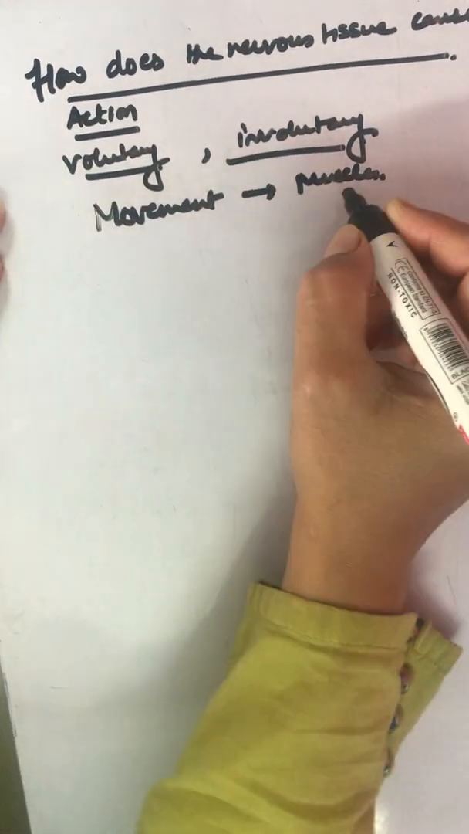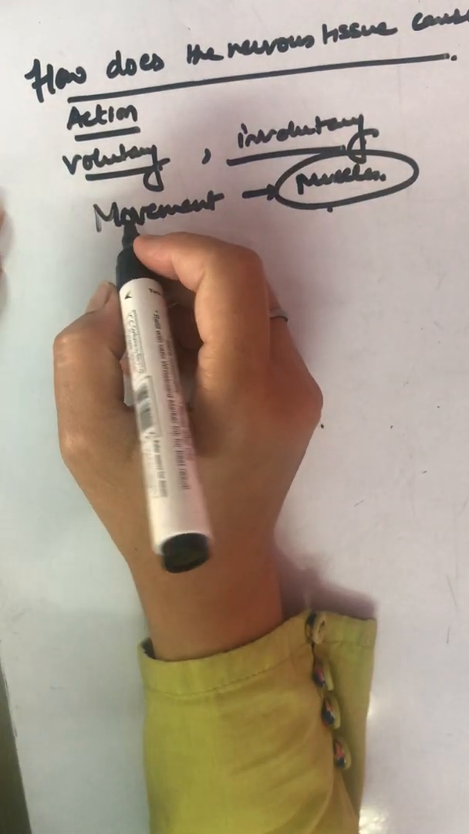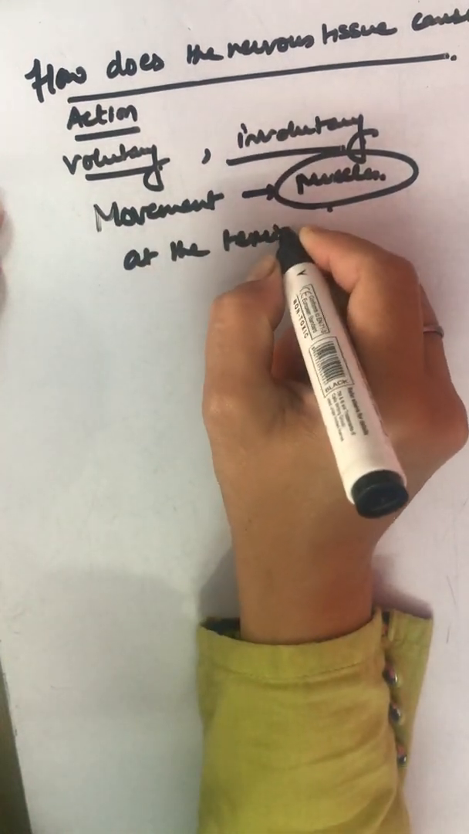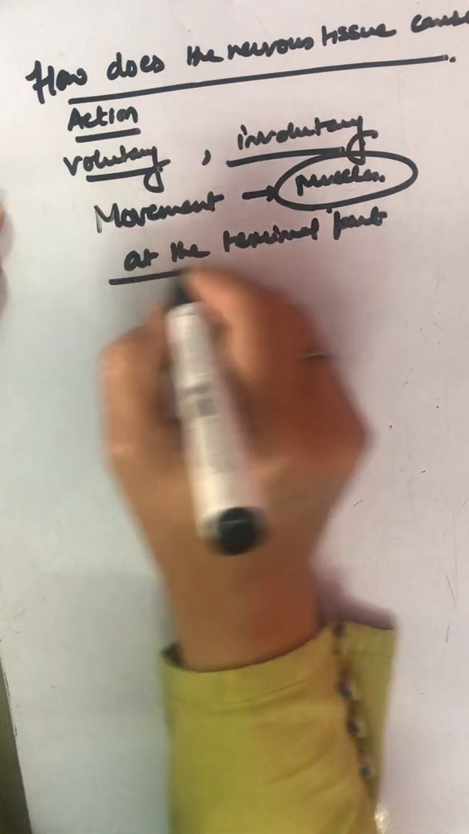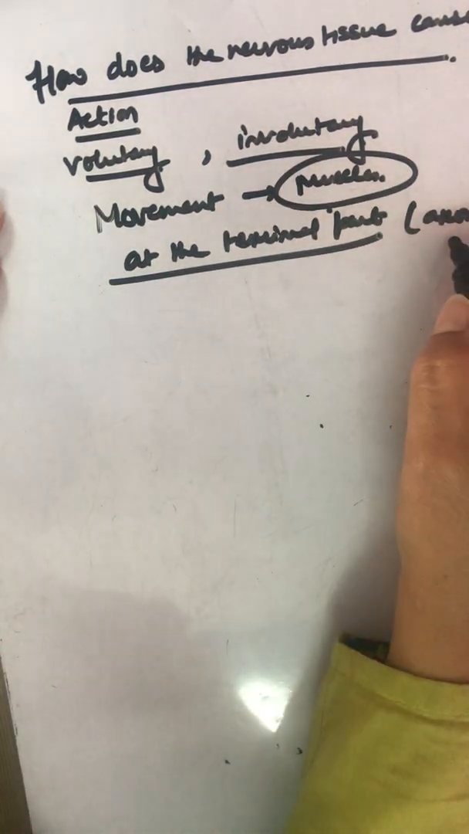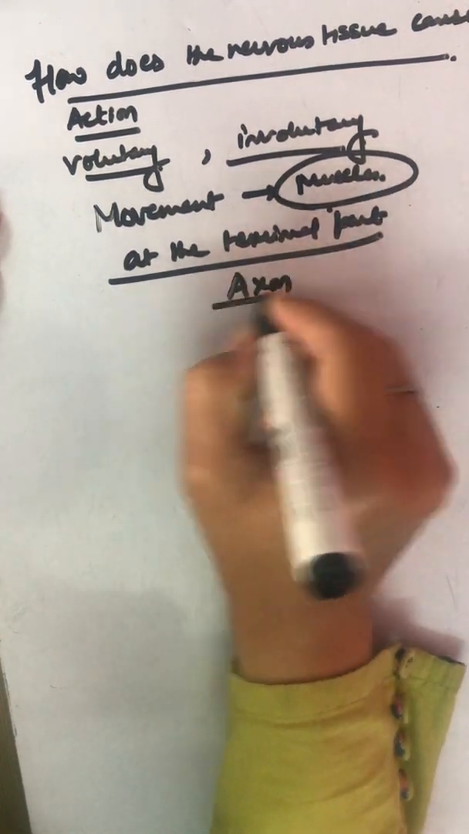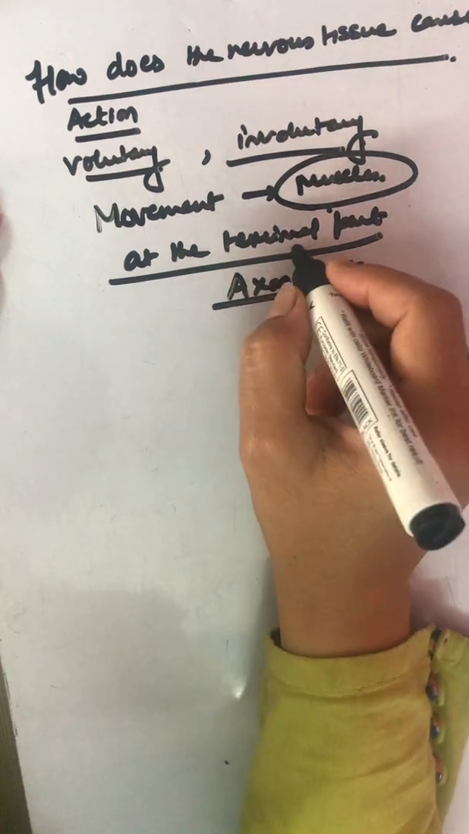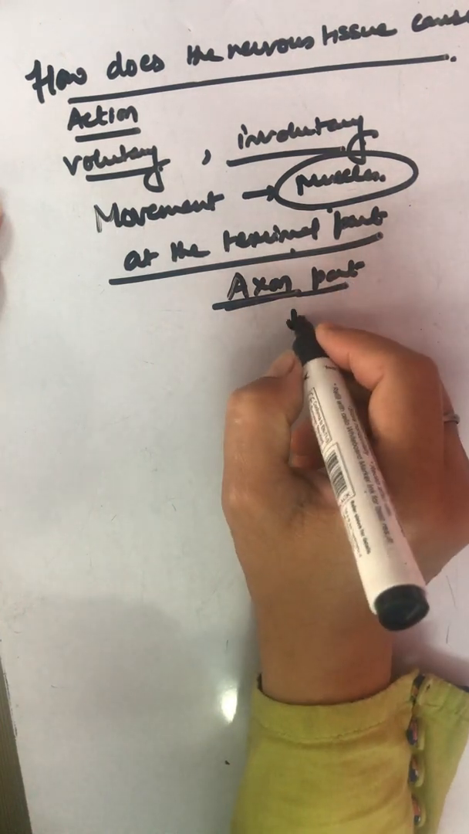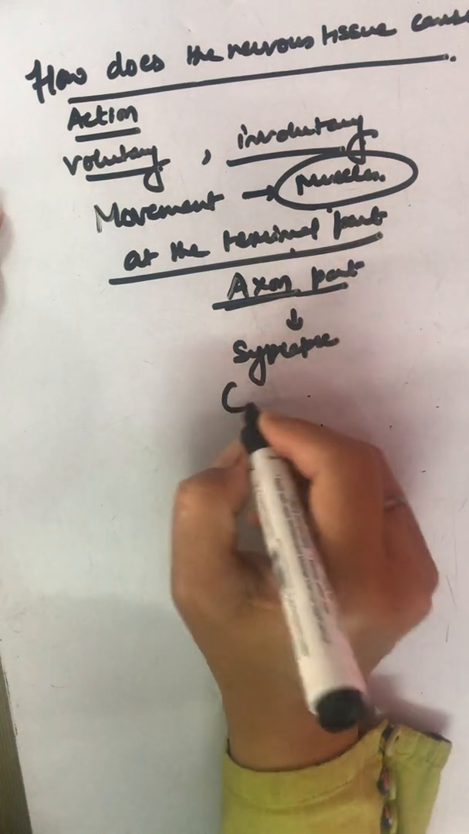And how do these muscles move? Whenever the information is received at the terminal part of what? Our neuron. When it goes to its axon part, may it be a reflex action, may it be a voluntary action, what does the axon do? Axon part, terminal part, where the synaptic knobs are present. These synapses with what? With the membrane of muscle.